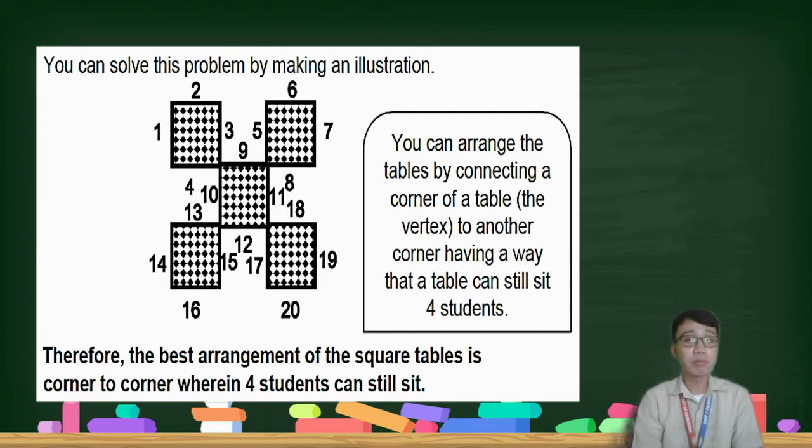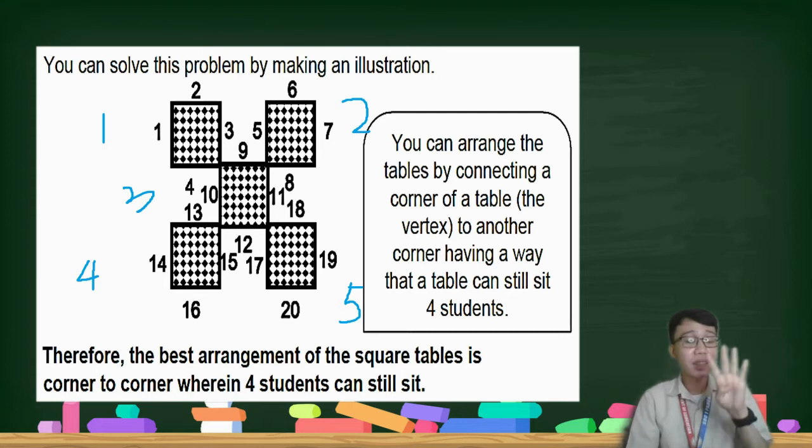Maaari nating isolve ang ating word problem gamit ang mga illustration. Okay, so we have table 1, table 2, table 3, table 4, and then table 5. Okay, so gamit ang arrangement na ito, mas marami ang nakaupo na estudyante. Okay, at nasunod ang hinahanap. Bakit nasunod ang hinahanap? Kasi ang sabi niya doon, kailangan daw ang 4 na estudyante ay nakaupo sa isang table.